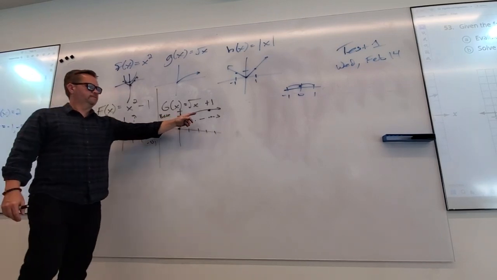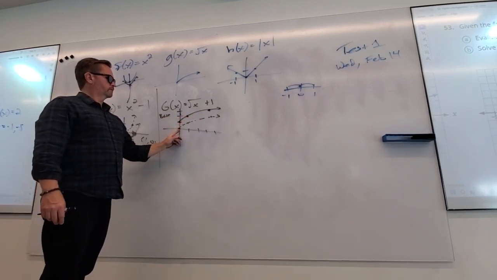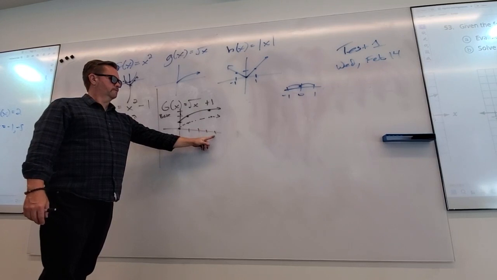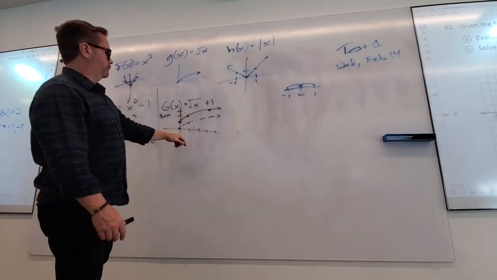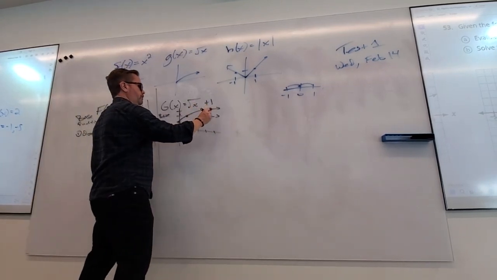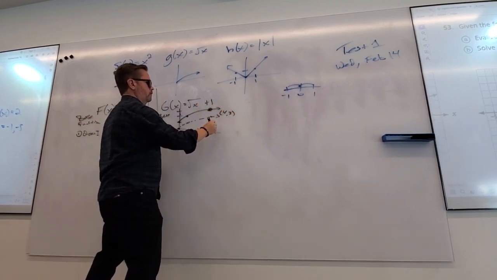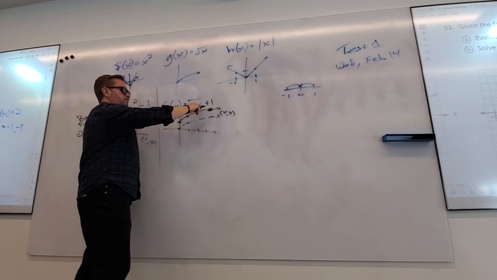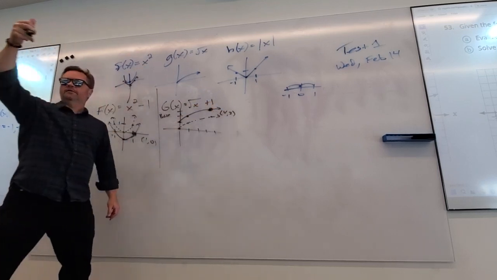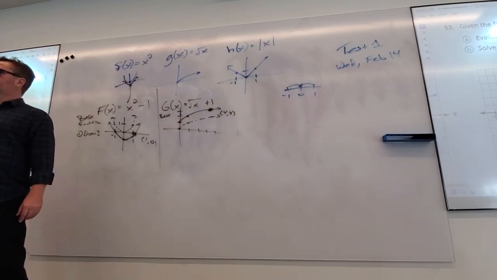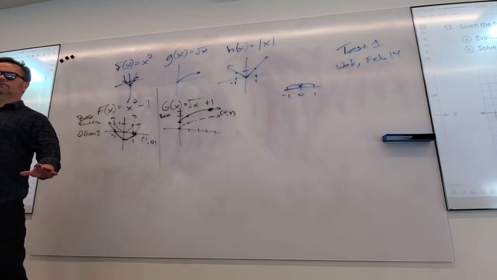What point is this? You have to give me board license because I'm right on it. 4, 3. Are you with me? What's the square root of 4? 2. Plus 1, 3. It checks. So far, so good.